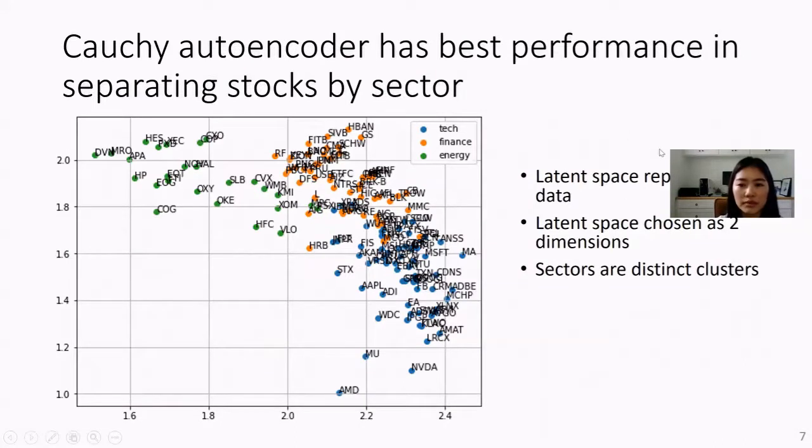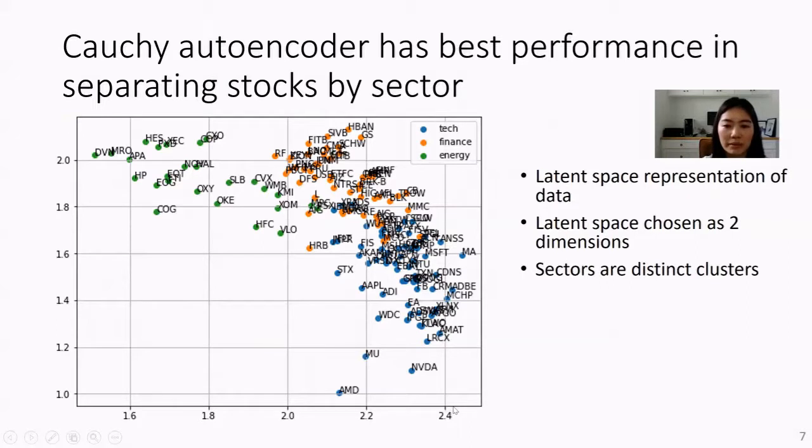Here we show the latent space representation of the Cauchy autoencoder, and the latent space was chosen to be 2 dimensions. You see that there are very distinct clusters of the different sectors: tech, energy, and finance. The Cauchy autoencoder did the best at separating these clusters compared with the PCA or the normal autoencoder. It shows that the autoencoder did learn useful information, and given only the stock returns, it was able to separate these clusters. We thought that was quite remarkable. It could also show that the stocks are correlated within the sector.